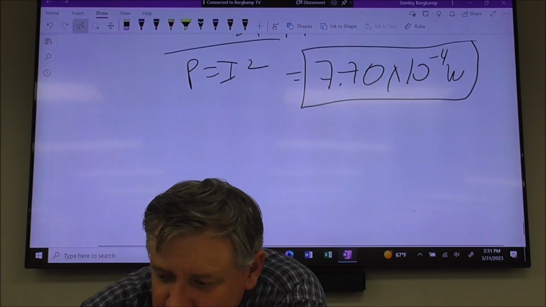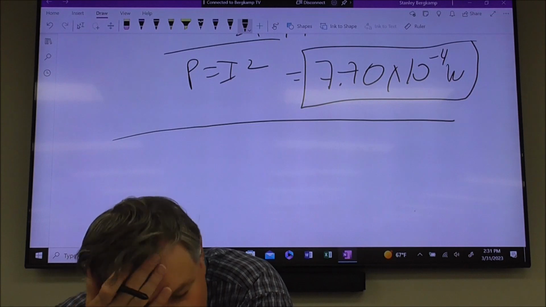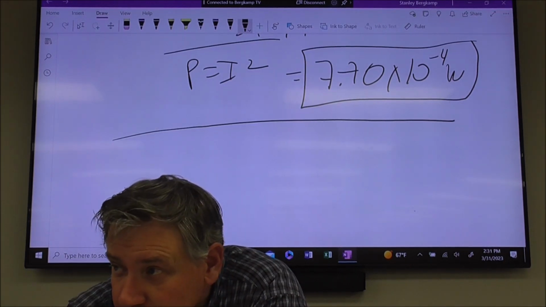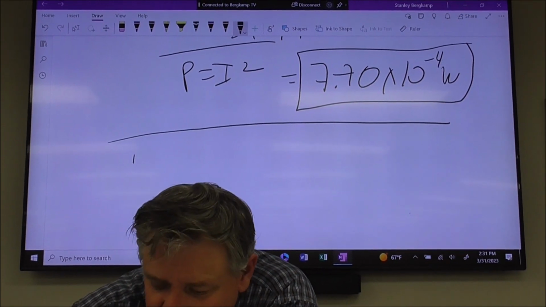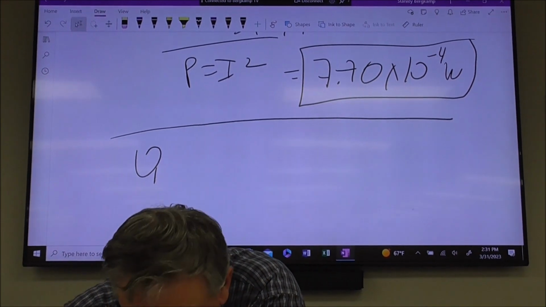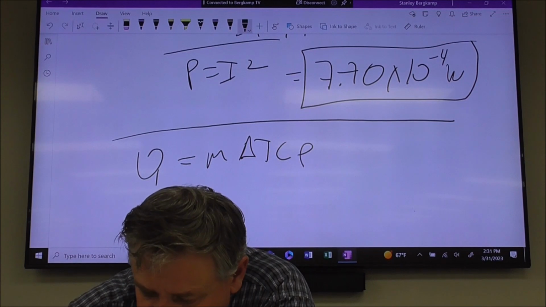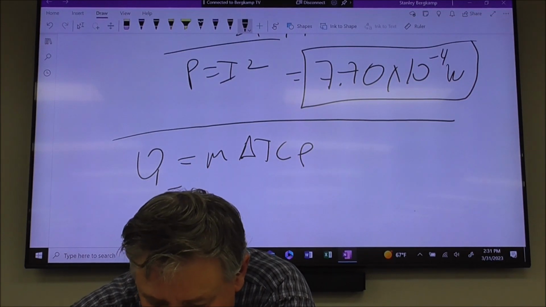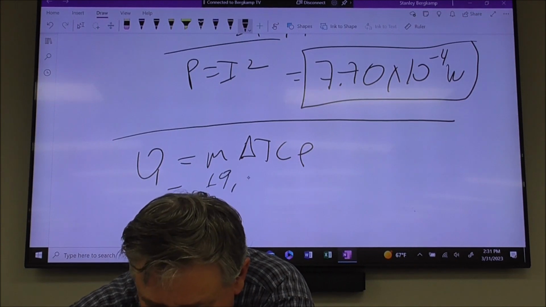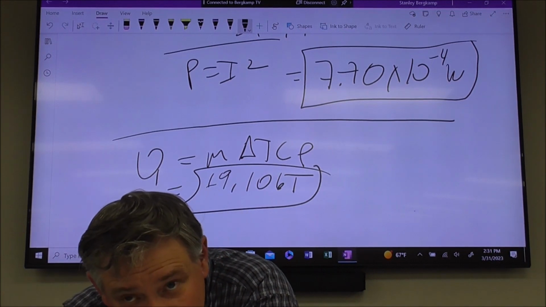Okay, now you get to number 4. What's one thing you have to find on number 4? You have to find that Q value. Q here is not charge. This is thermal energy in joules: m delta T C sub P. So you've got the mass, do all that, and you get 19,106 joules. So that's how much energy it takes.